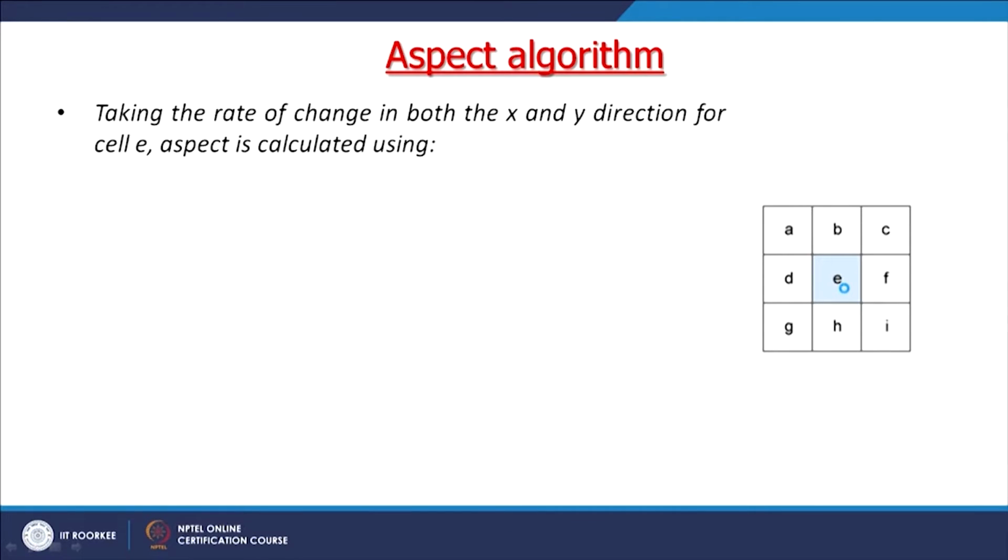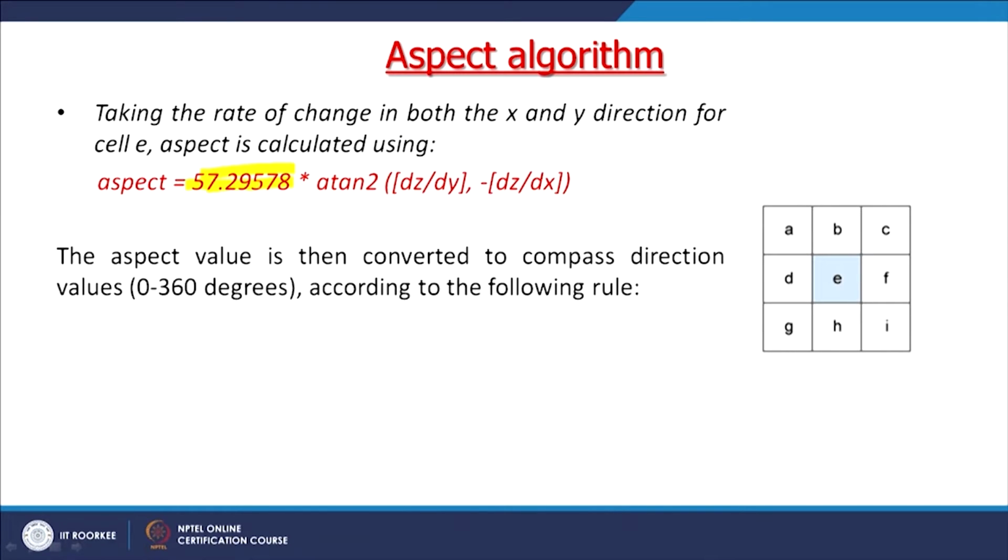Now, taking the rate of change in both x and y direction for the cell, that is how the slope comes, and for each cell the aspect is calculated like this. So, here also you have a constant and A10, that is dz by dy, and then minus dz by dx.